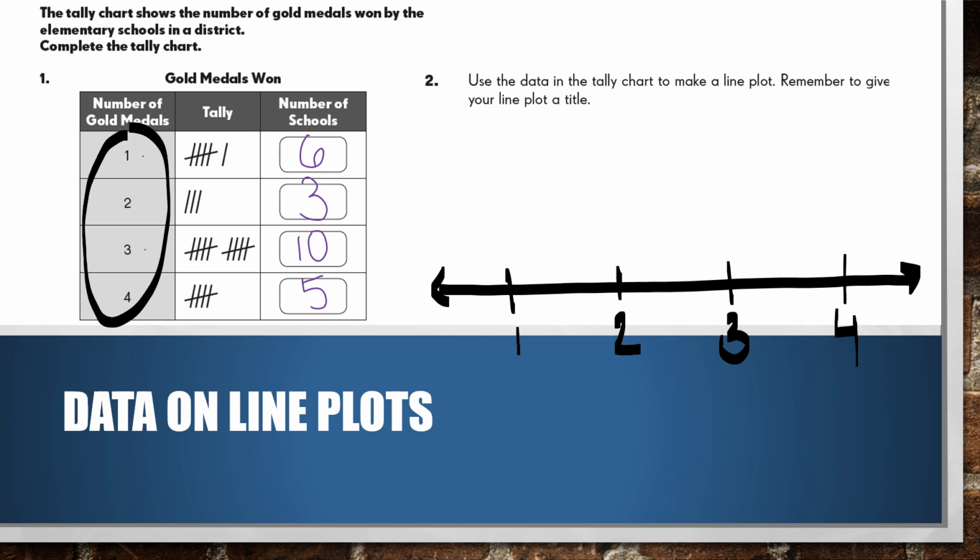And what are those numbers standing for? What can I label them with? Don't think about it too hard. Look at the labels already given to it. Number of gold medals. That's what we're going to write down here. Number of gold medals.